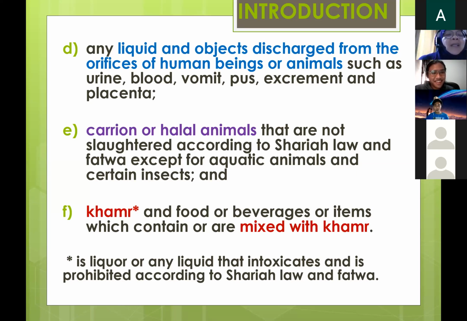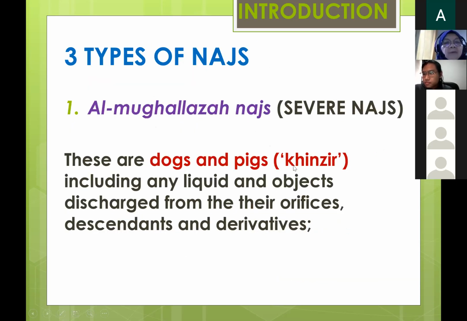And then khamar is the Arabic word. Khamar means things that intoxicate, usually referring to any liquid or any food that intoxicates, that causes you to become drunk. Any food that contains khamar, not just alcoholic drink but any food mixed with khamar, is najis. In this case, it is najis.